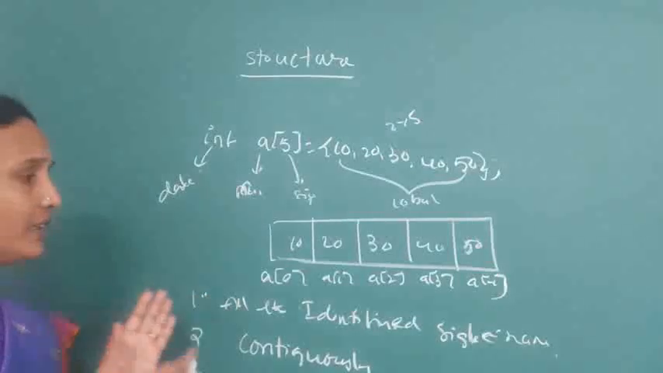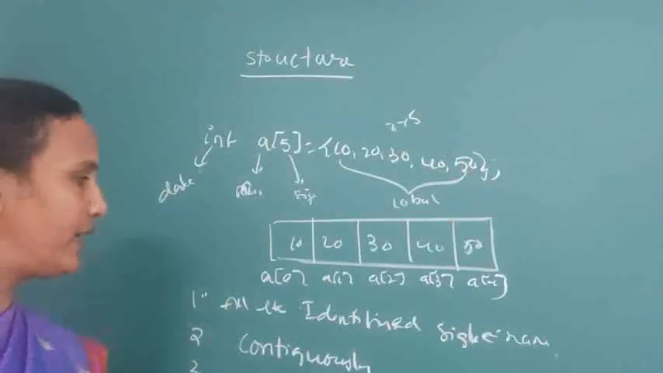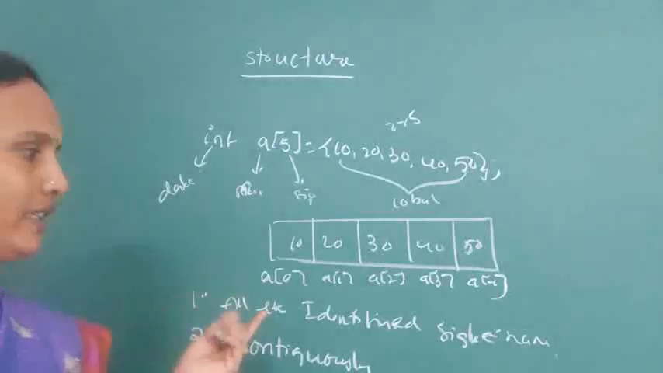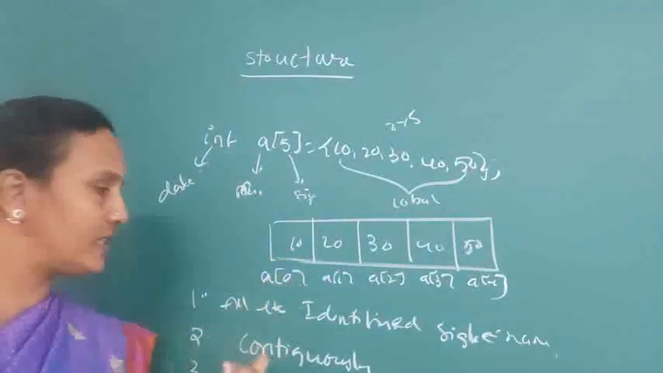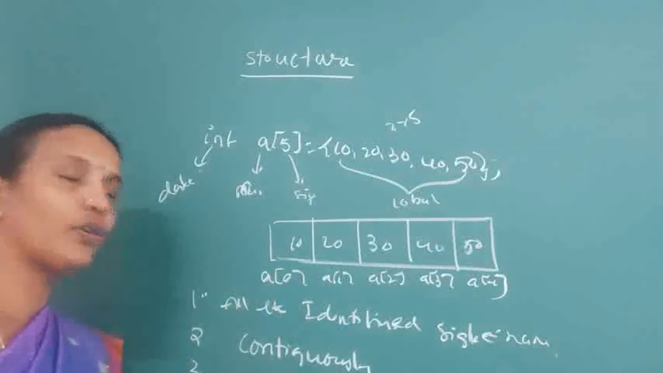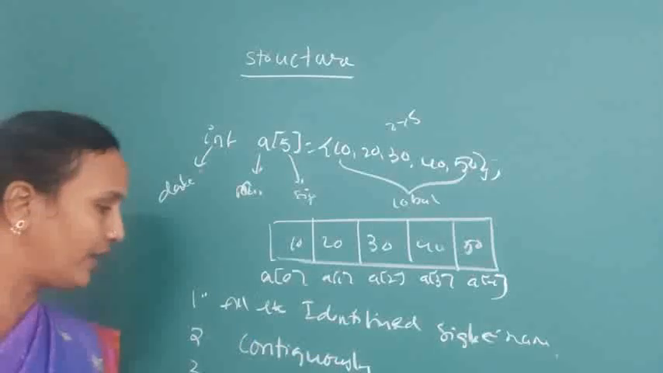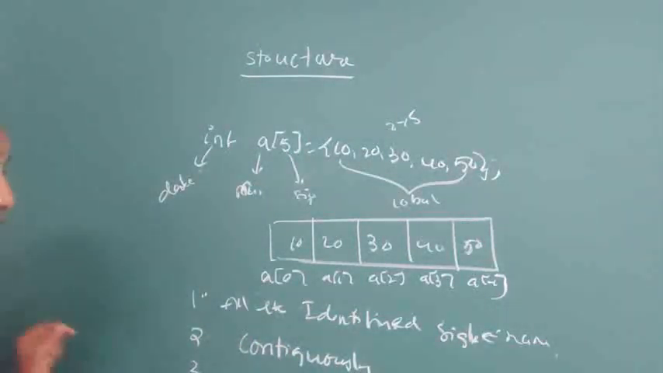Okay, but here all the elements are identified with a single name, and it is easy for you to identify the elements, and whatever elements there are, you are storing contiguously. Next, it is easy for you to retrieve the elements because all the elements are stored in the same location. Next, it will reduce the searching time. So these are the advantages.